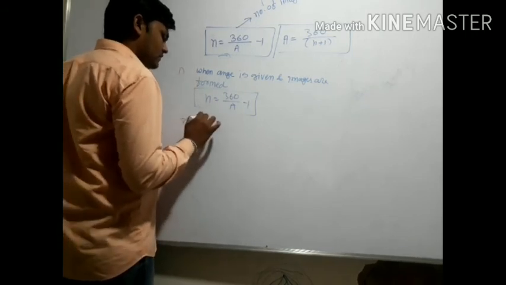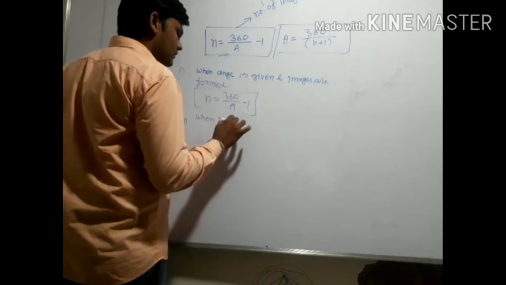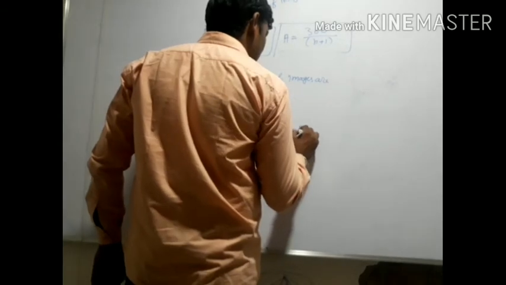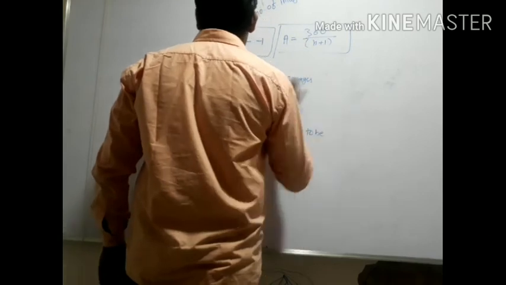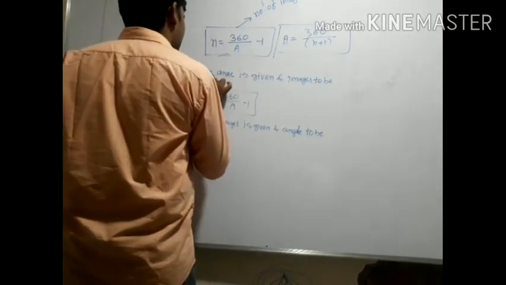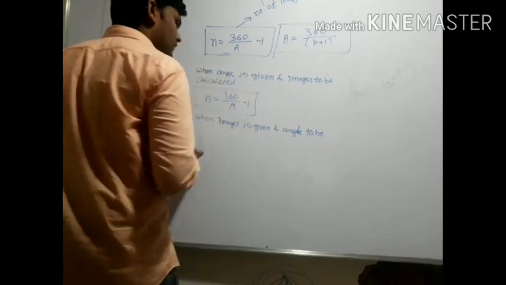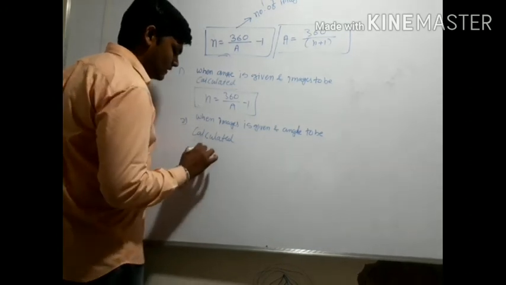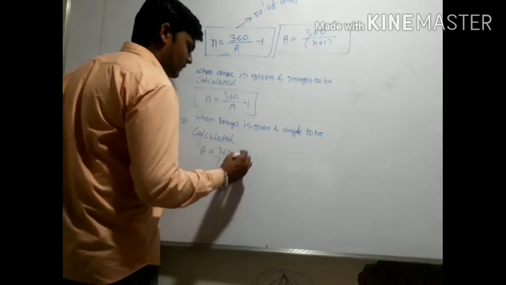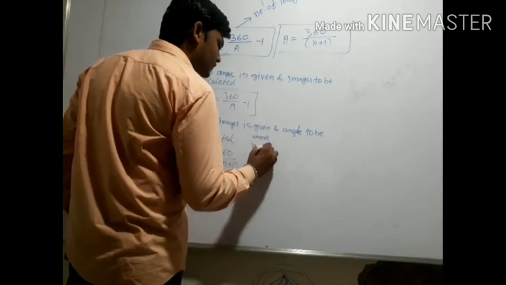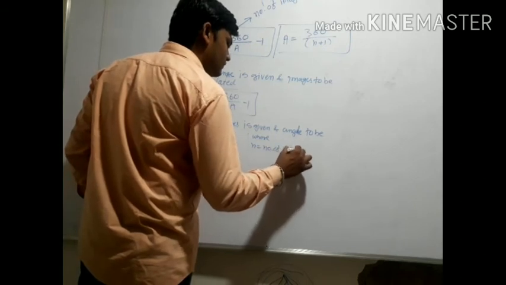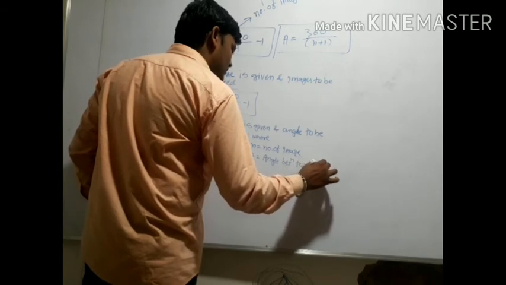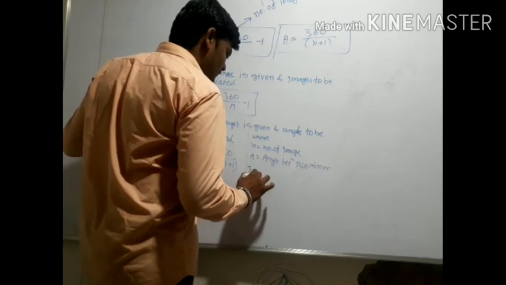First one, second: when images are given and the angle is to be calculated, A is equal to 360 divided by N plus 1. Where N is the number of images, A is the angle between the mirrors, up to a maximum of 360.